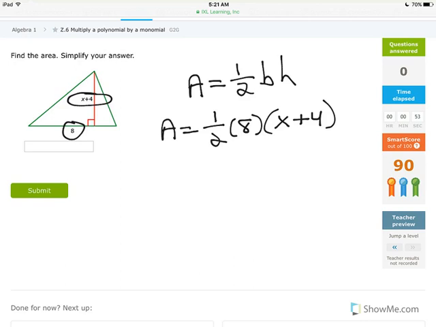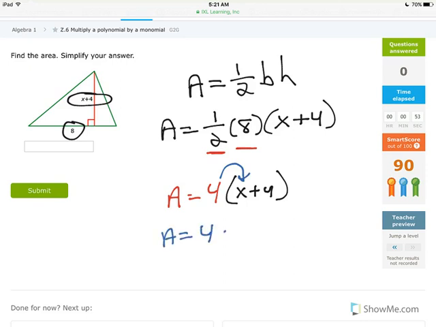And you have three things being multiplied, so you can do the 1/2 times the 8, that should get you 4. And then you still have to multiply that 4 against the x plus 4. So we can distribute the 4. So area equals 4 times x, we'll call that 4x. And 4 times the 4, that should get you 16. So your area is 4x plus 16.